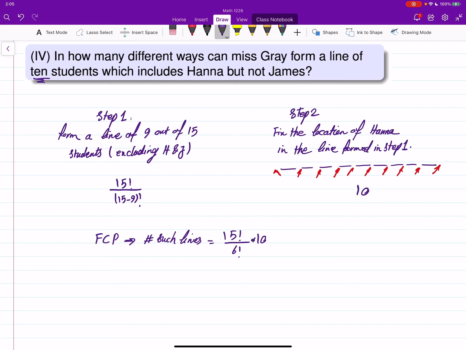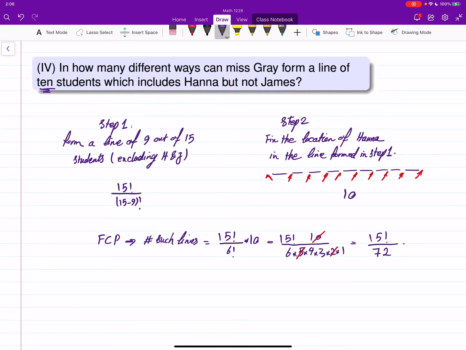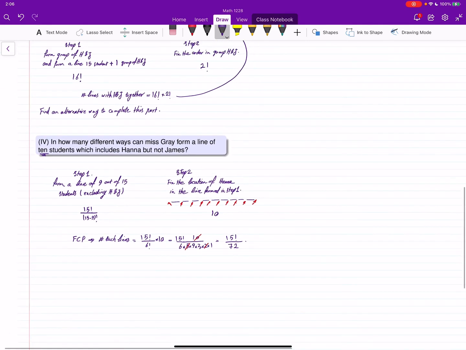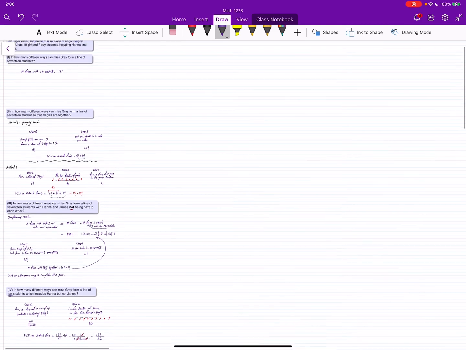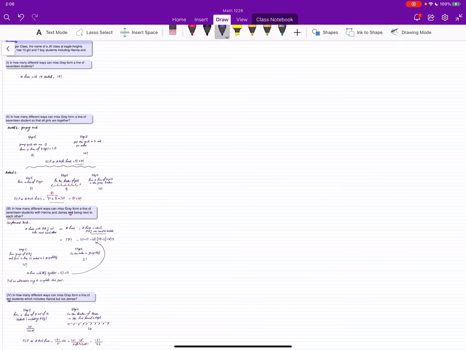Yes, you can do a little bit of simplification here. For example, we can write 6 factorial as 6, 5, 4, 3, 2, and 1. And then with 10, you can cancel some of these. And the number we find here is 15 factorial over 6 times 4 is 24 times 3, which is 72. Yes, and that is the number that we found for the number of ways we can form a line of 10 out of 17 such that Hannah is there but not James. Okay, so these were the examples, different tricks and different techniques that you can use while trying to count different forms of arrangements or permutations.